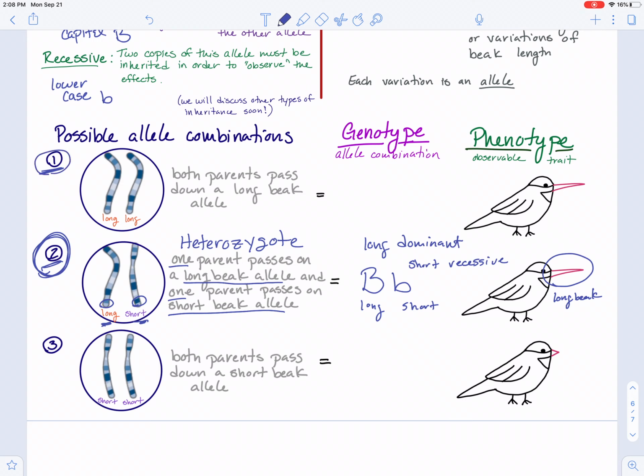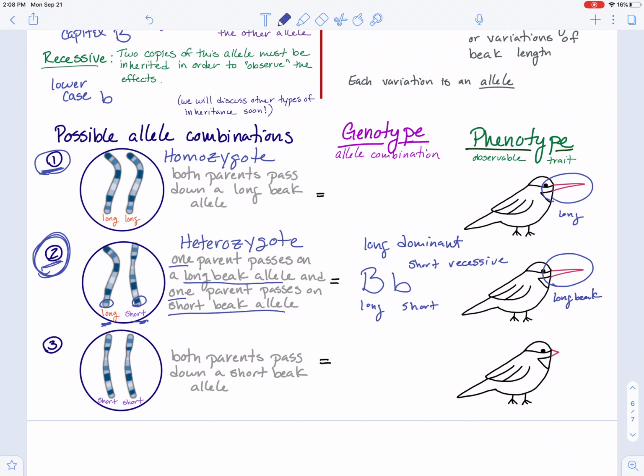So here's finch number 1. In this particular case, this finch inherited a long allele and another long allele. So if it inherits long and long, of course its beak is also going to be long. And so yes, its beak is long because that is what I would expect. When both parents pass down the long beak allele, this bird is known as homozygous, or a homozygote, which just means that they got two of the same.